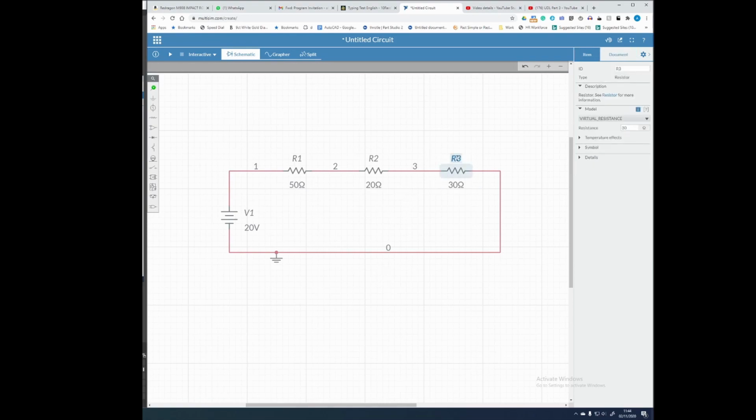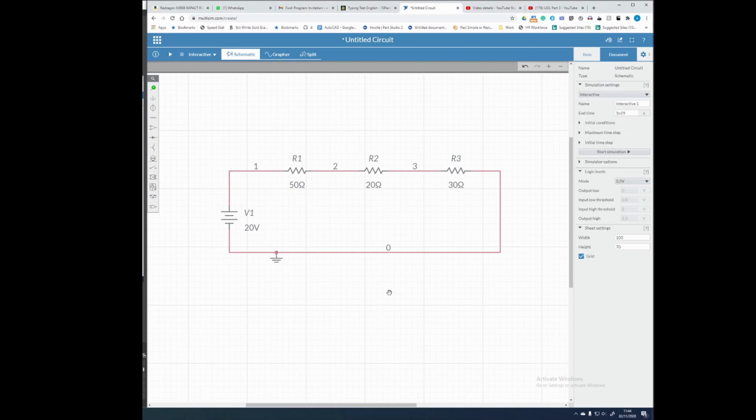We can alter these names if we want to, if we want to make them something more meaningful, but at the minute they're okay. So we could change it to something like load resistor or a heater resistor or something like that.